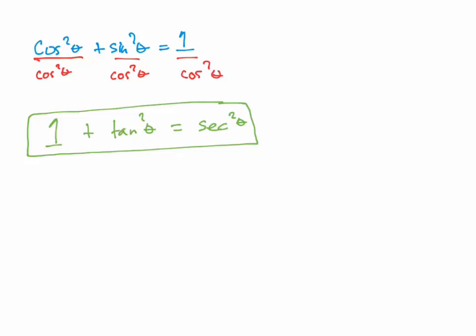And then let's derive a third version. If we go back to the original Pythagorean identity, now let's divide through by sine squared.